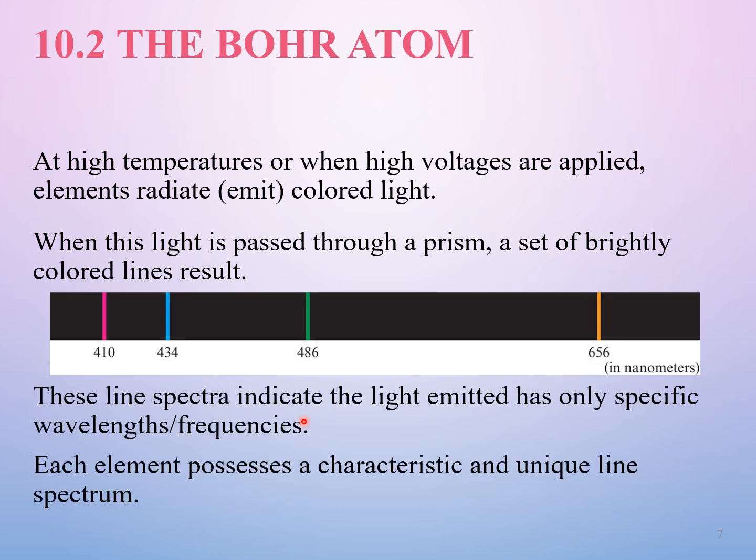So how do we explain that? These individual lines indicate that the light has specific wavelengths or frequencies or energy packets. Just specific ones. It's not continuous. It's individual lines right here. So each element possesses a characteristic and unique line spectrum.